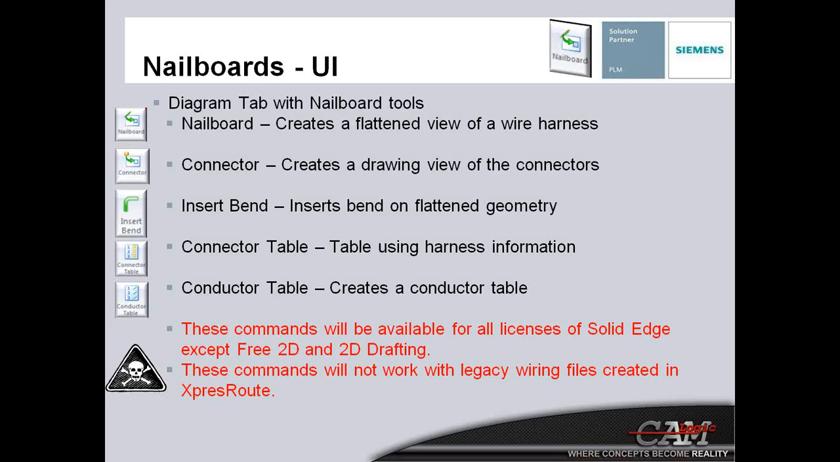Then we have the insert bend. So when we're in the flattened wire harness, we can go ahead and add bends and have a lot of control on how to manipulate how they are bent, how they move, and also just manipulating the wire harness itself as if it was on a nail board. The connector table, again, is going to utilize the harness information from the wire harness that was generated in Solid Edge and produce it in a table format. And then we have the conductor table as well, same thing. We're just looking at the conductor instead.